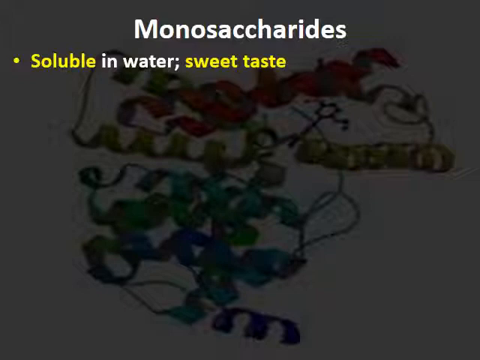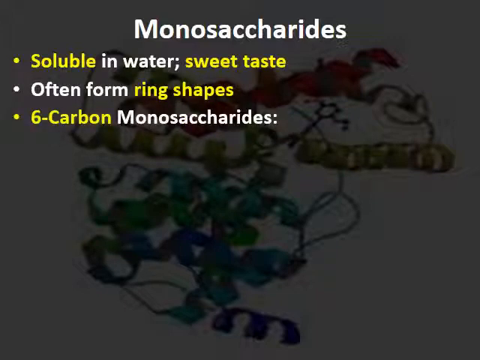It's very easy to be dissolved in water, so it will be soluble in water. And ultimately, it tastes really sweet. Anytime you're eating something, then it tastes really good, and you taste the sweetness, like ice cream or a donut. You're tasting it because it dissolves in water and interacts with the different proteins on your tongue. And so these monosaccharides, being very small, they typically form nice little ring shapes.